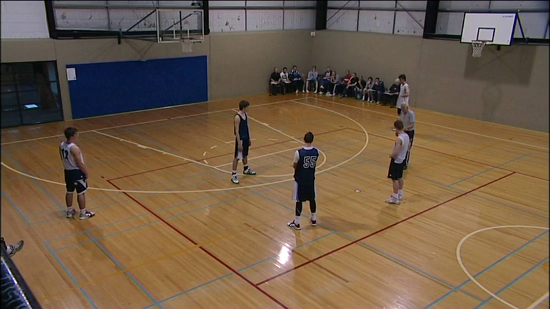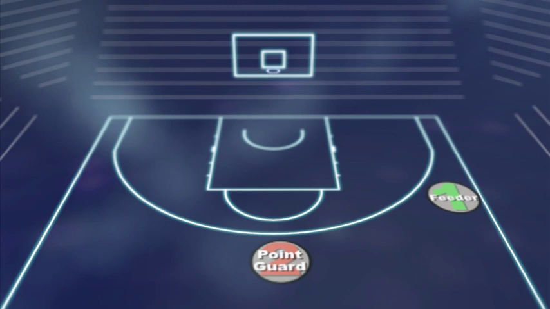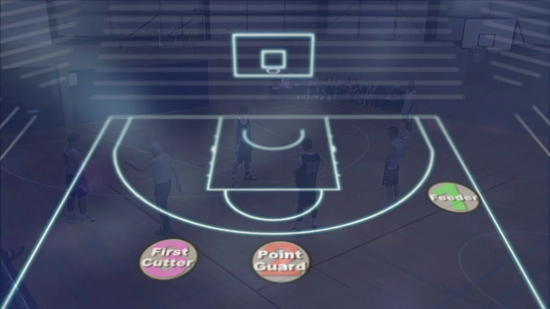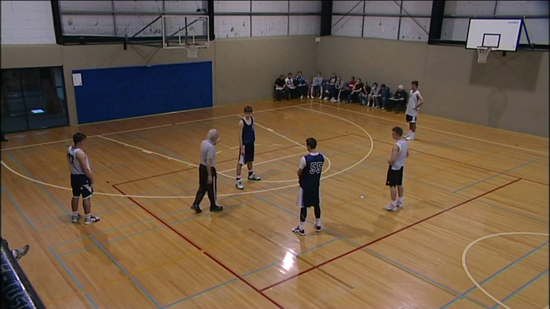This man is number two and he's head onto the basket. He's the point guard. This man is number three and he's the first cutter in the language of the game. This man is number four and he's the second cutter. This man is the five man, he's the post.